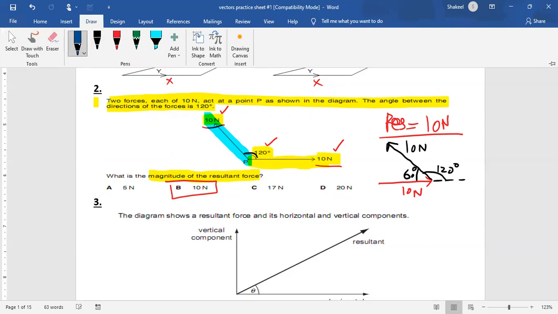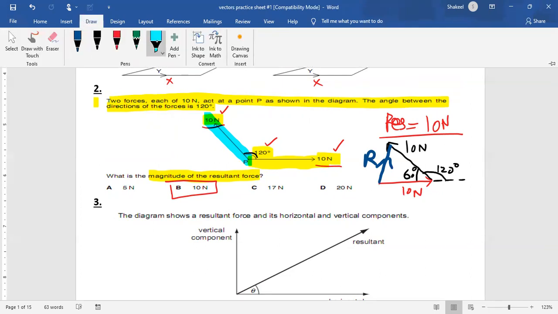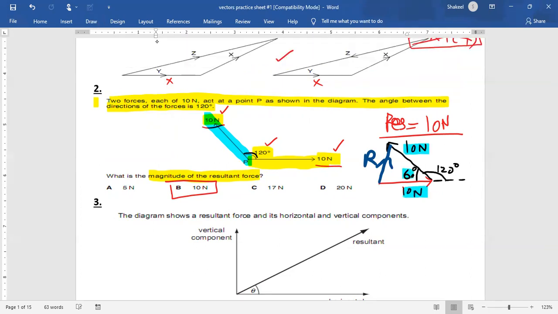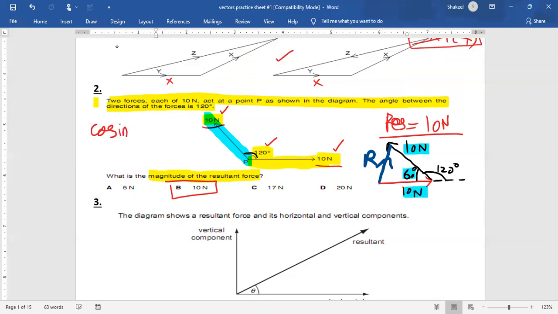And as you have to find the resultant, so actually this would be the resultant. So now what you'll be doing is, you know the two sides, like 10 Newton, and the angle between them is also known. So you will be using the cosine rule here to get the answer. And that is R squared equals 10 squared plus 10 squared minus 2 into first vector into second vector into cos of the angle between them. And then you will take the square root of it and it will be cancelling away. And your answer is going to be 10 Newton.